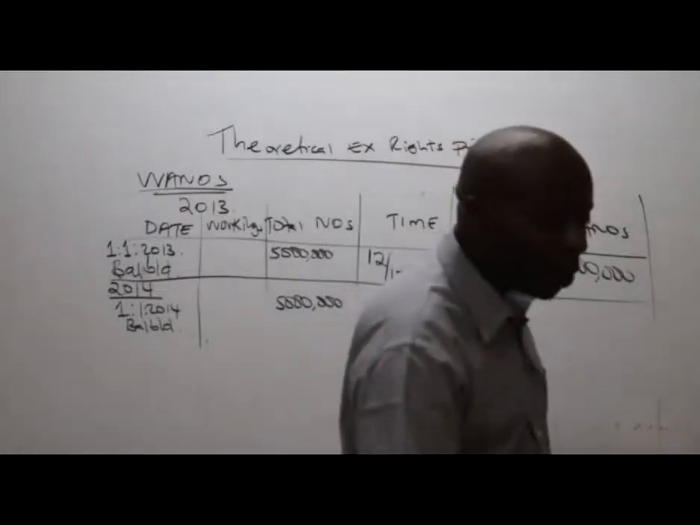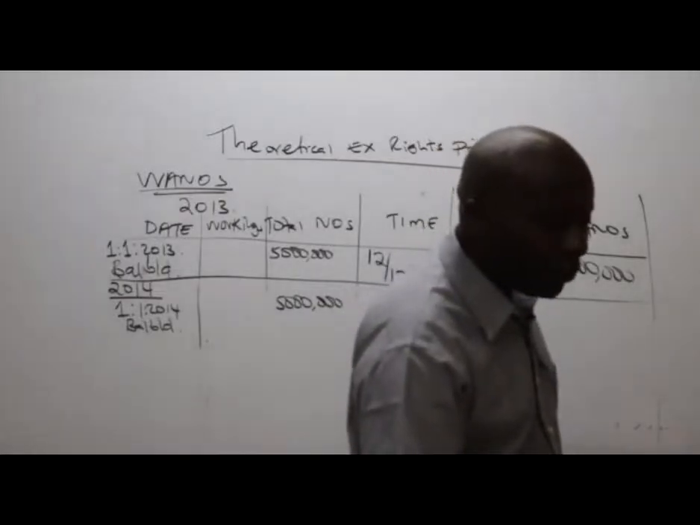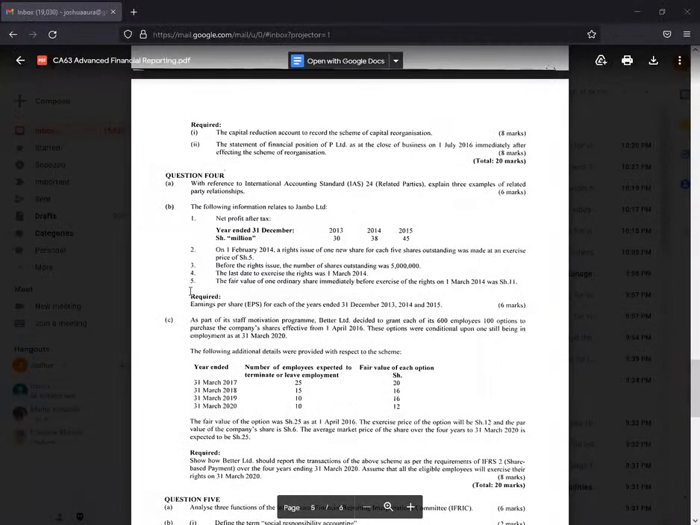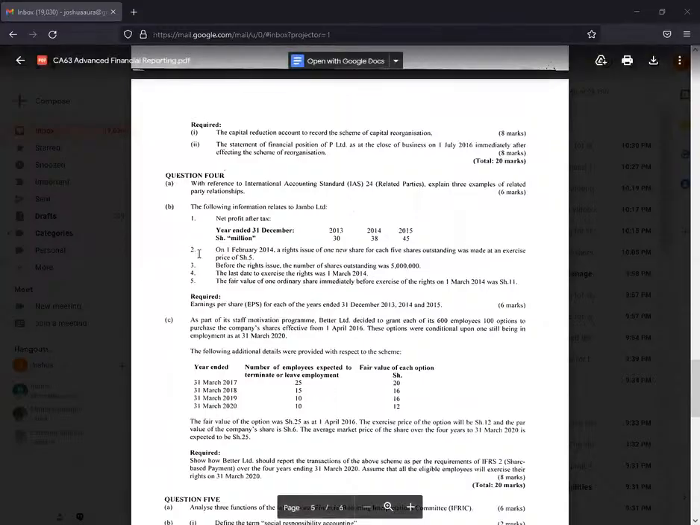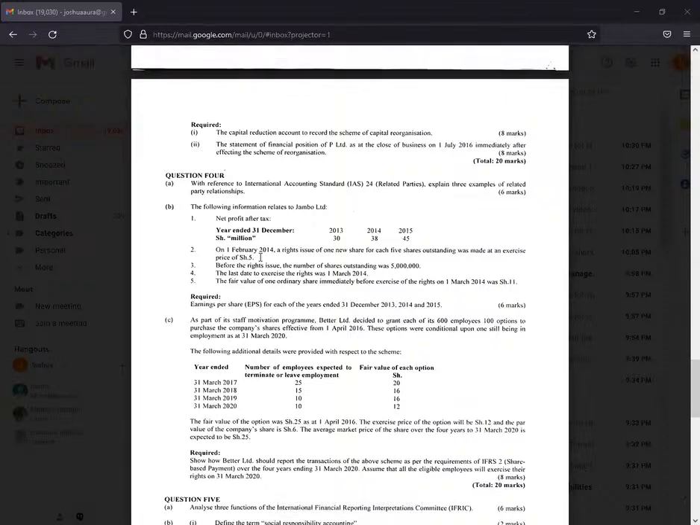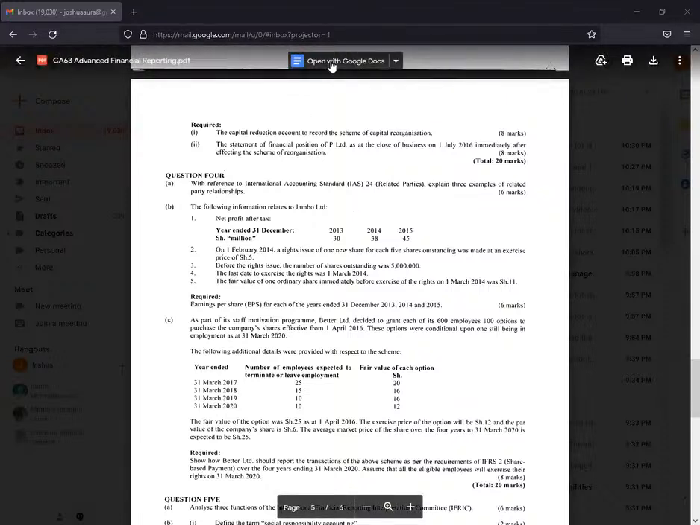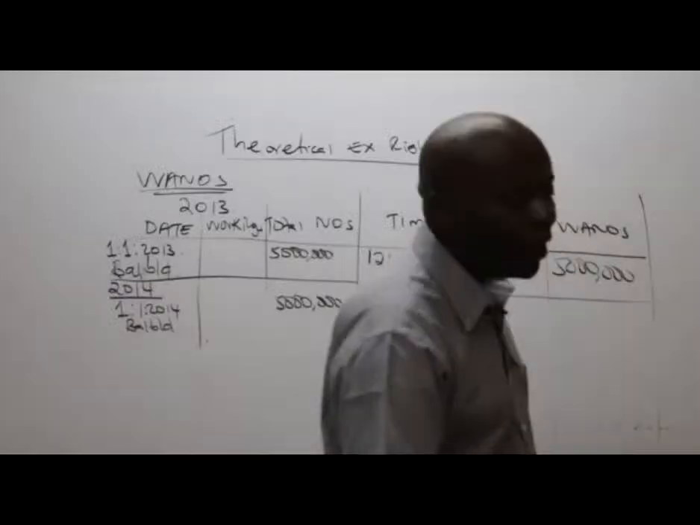2014 kuna mambo ilifanyika. Ukiona vizuri hapa 2014, which date is this? On 1st February 2014, a rights issue of 1 new share for each 5 shares outstanding was made at an exercise price of how much here, somebody? 5. So there was a new issuance of shares which will be affecting our number of shares.